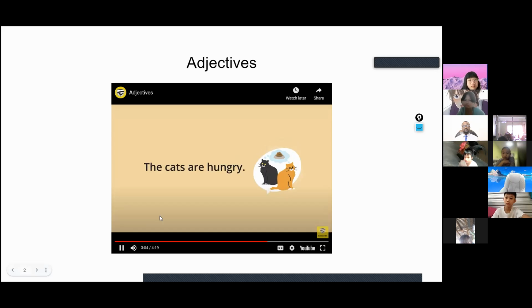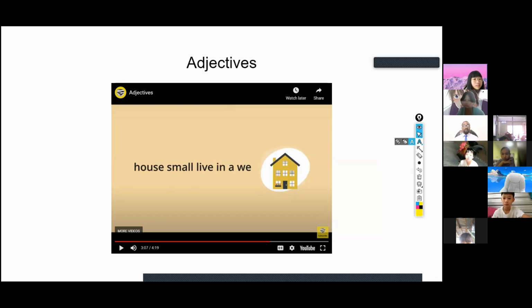Adjective. All right, so now we have house, small, live in a we. Okay, now remember, I want you to do two things. I want you to put the sentence in the right order and tell me which word is the adjective. So who wants to volunteer? I need a volunteer. Who can help me with this sentence, putting it in the right order?